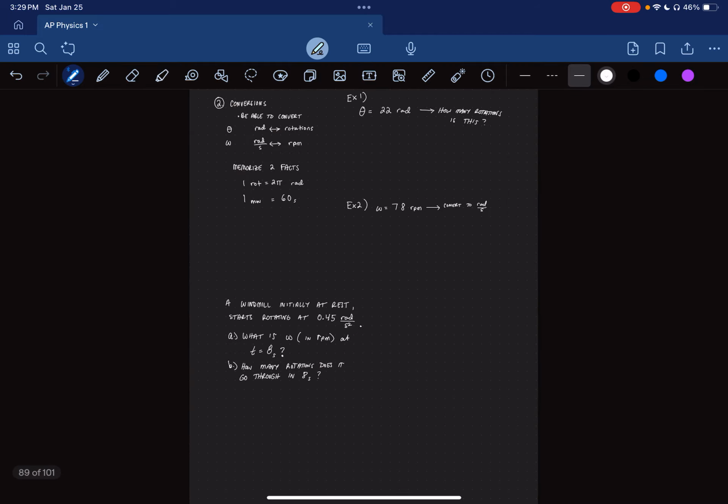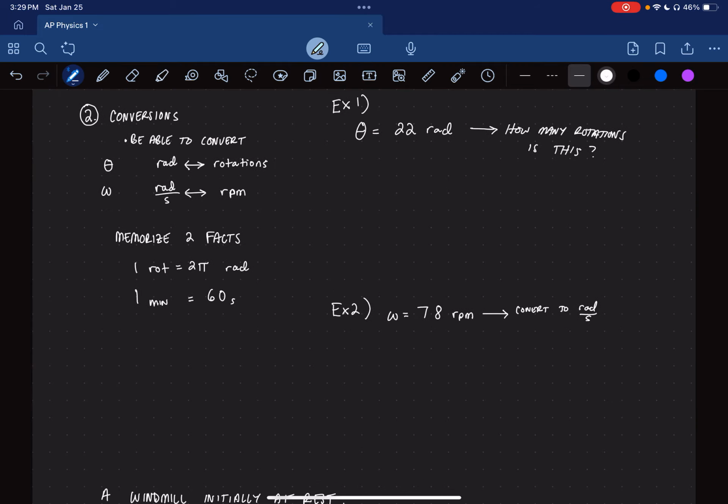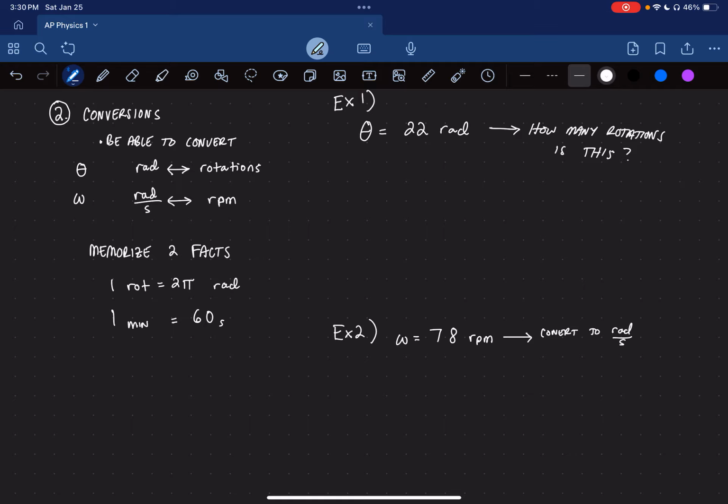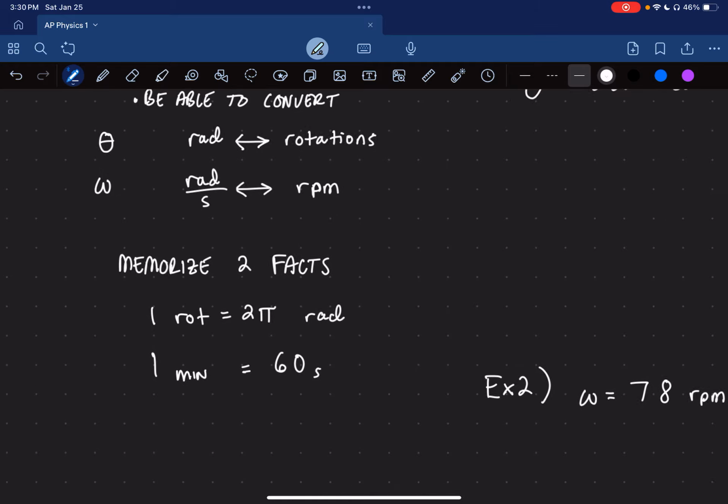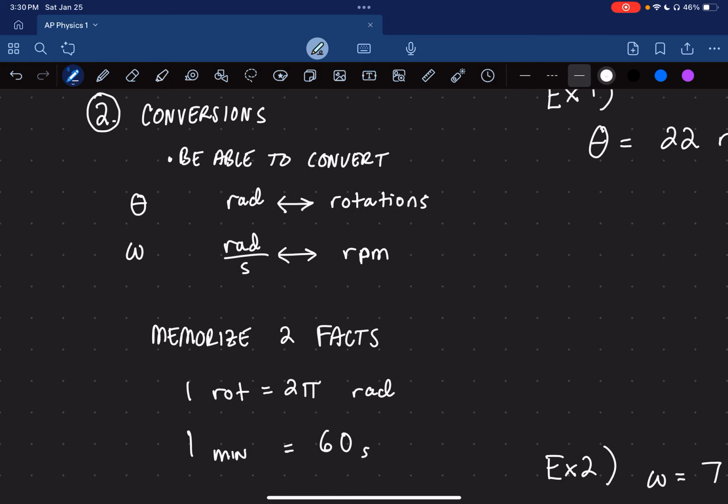Cool. Let's keep going. At the beginning of the video, I said we do conversions, talking about conversions. We need to be able to convert from radians to rotations, which is, of course, this variable position. Kind of like what we just did right now. So we had 30 radians. We want to know exactly how many rotations. We kind of did it. We're going to show you how to do it properly.